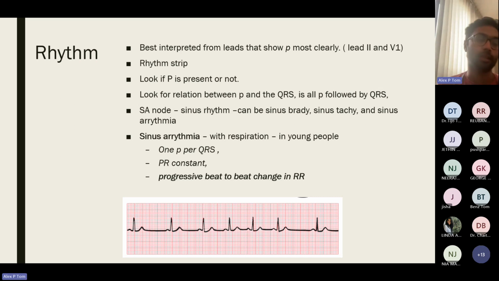Okay, and then look at the RR intervals. There is some difference. Here the RR interval seems to be quite big, then it's short, and again it's becoming a bit bigger. So there is a progressive beat to beat change in the RR interval, and that is called sinus arrhythmia, because the SA node is still the boss. And this is common. You don't have to do anything when you see that.